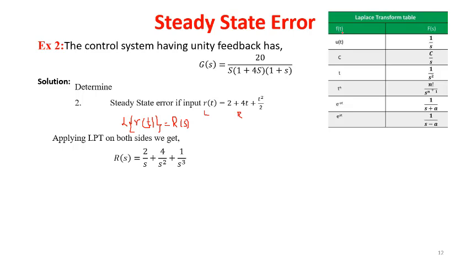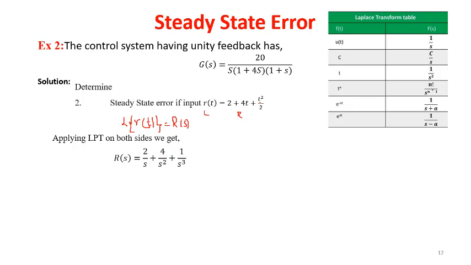Here I have brought a table of Laplace transforms. Laplace transform of f of t is capital F of s. Laplace transform of u of t is 1 divided by s. Laplace transform of a constant c will be c divided by s. Hence Laplace transform of 2 is 2 divided by s. Laplace transform of small t is 1 divided by s square. So this is 4 by s square.